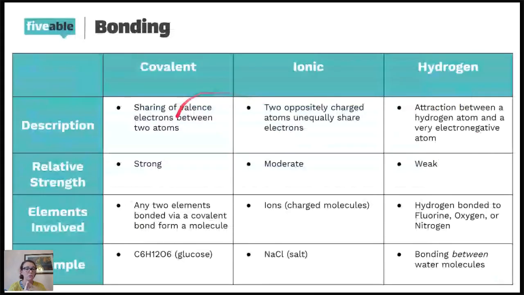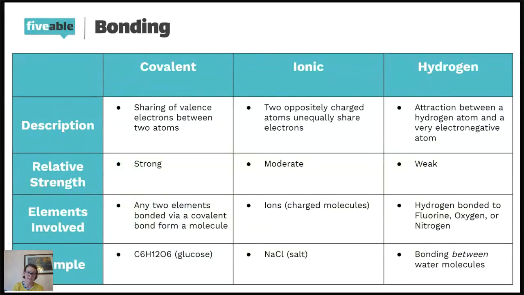Elements involved: any two elements bonded via a covalent bond form a molecule. Most things can form these as long as they don't have electronegativities that are too different from one another. We'll talk about that when we talk about ionic bonding in a second. But as long as their electronegativity is relatively close together, they can form these really, really strong bonds that make up all of our molecules.